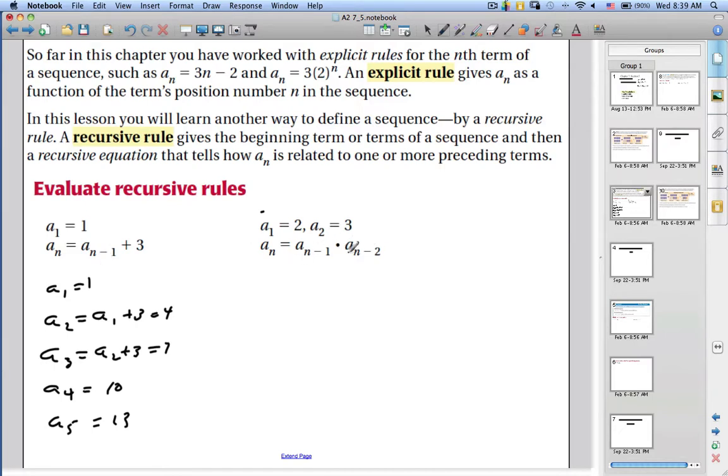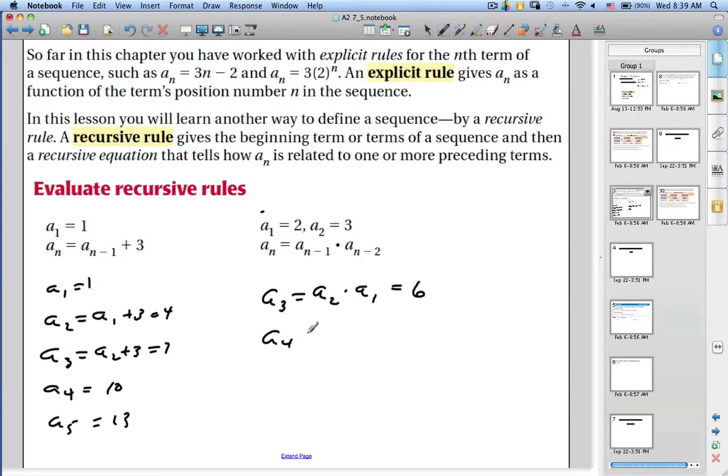This one's a little more complicated. It says that a term is equal to the term before it times the term 2 before it. So I know in this case they have to give me 2 terms. They have to give me a sub 1 and a sub 2 so that I can find a sub 3, which would be equal to a sub 2 times a sub 1. That would be 2 times 3, which would be 6.